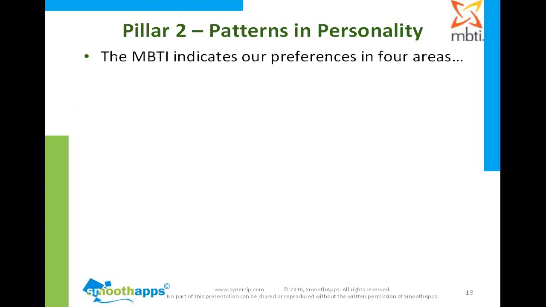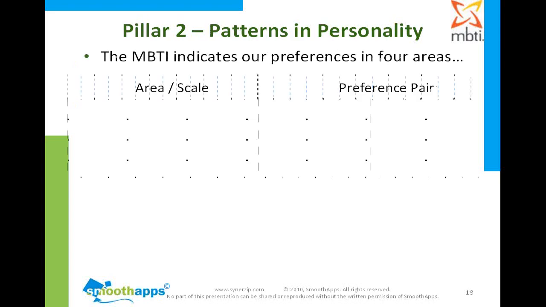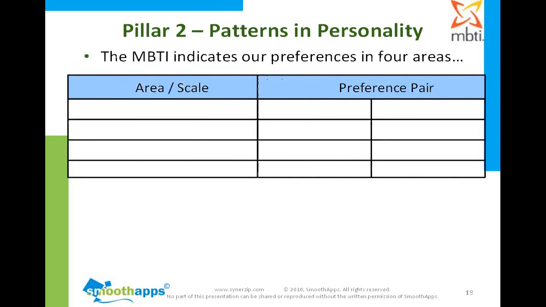The Myers-Briggs indicates our preferences in 4 areas. And in each of these areas, there are 2 opposite extremes of the scale. So the first scale is where we direct our energy or attention. So you might have noticed this in your teams.